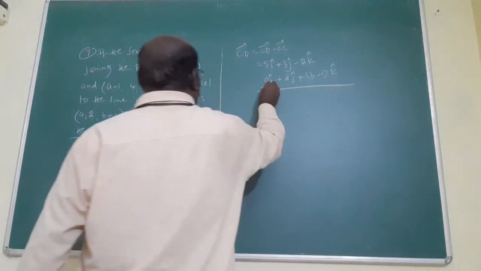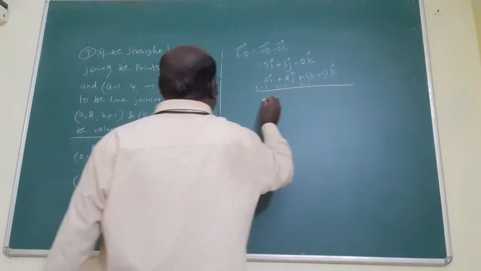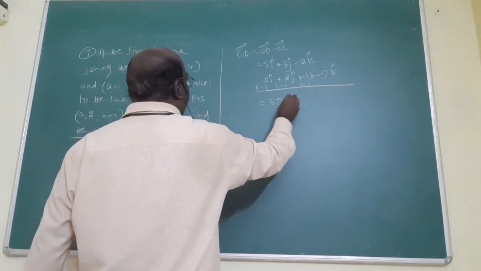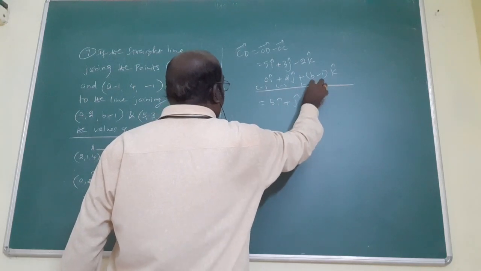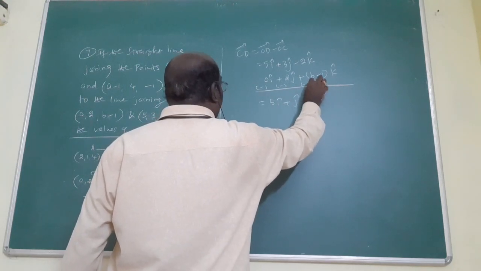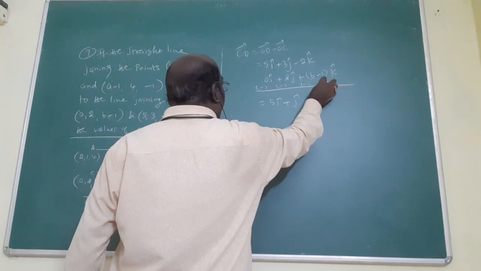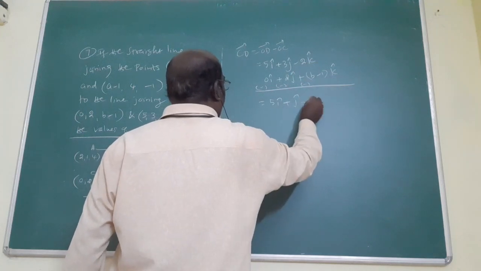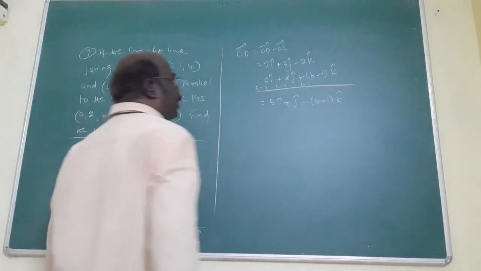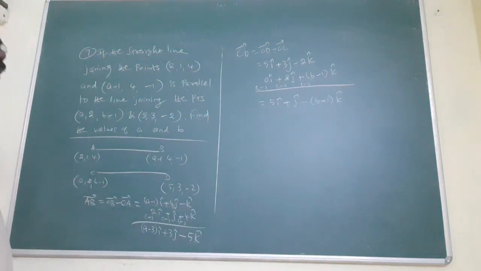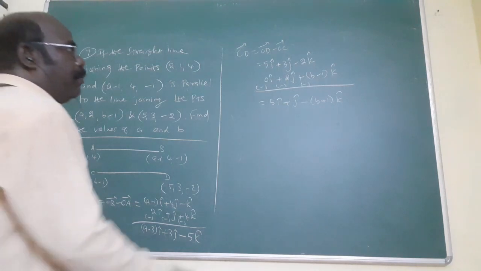Now what is the change? You got 5i cap plus j cap. Here minus minus, okay. That means minus b plus 1, 1 minus 2 minus 1. Therefore minus, common, b plus 1 k cap. Am I right? Am I correct or not? Change the sign. Very simple concept.